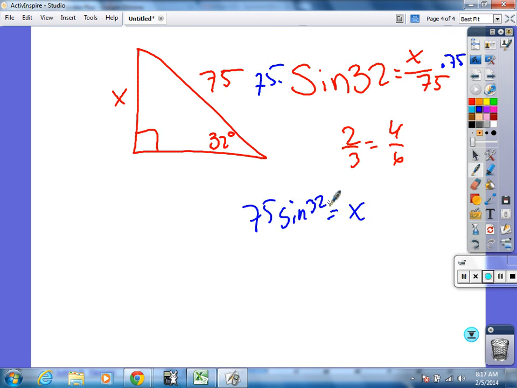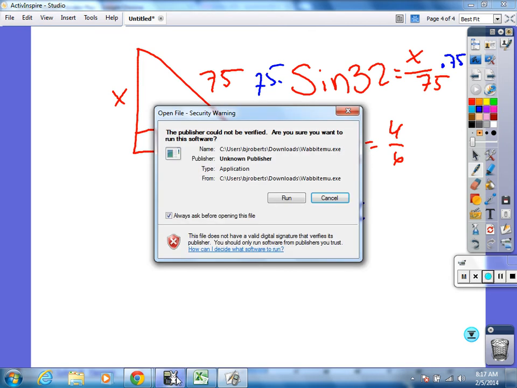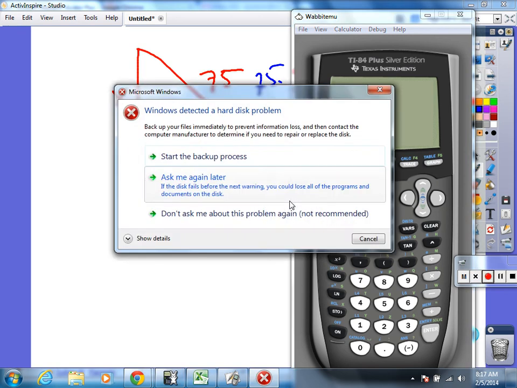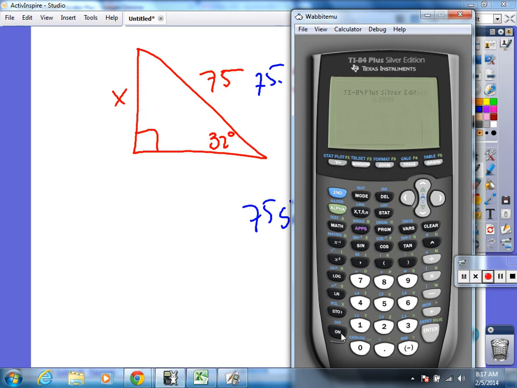Now we go to the machine. You should have a machine, right? Somehow, some way, a scientific machine. First thing you need to do is to check your mode. You need to be in the correct mode. Notice right now, I am in radian mode. So I need to go down and I need to be in degree mode. So check your mode.